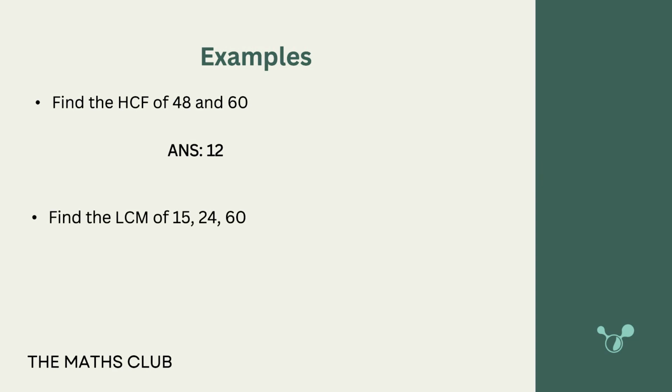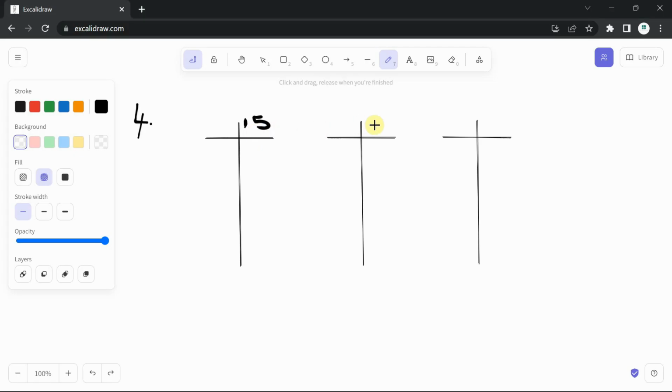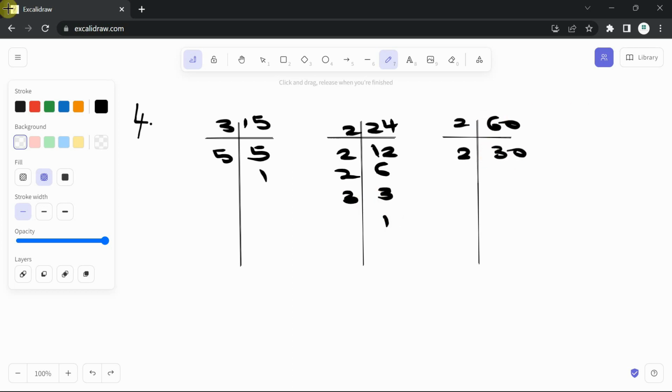So this last question is saying that we should find the LCM of 15, 24, and 60. Right? So I want to pause the video and try it out yourself. Welcome back. So let's look at it together. We have 15, we have 24, and 60. Right? So 3 in 15 is 5, 5 in 5 is 1, 2 in 24 is 12, 2 in 12 is 6, 2 in 6 is 3, 3 in 3 is 1, right? So for 60, 2 in 60 is 30, 2 in 30 is 15, right? So 3 in 15 is 5, 5 in 5 is 1, right?